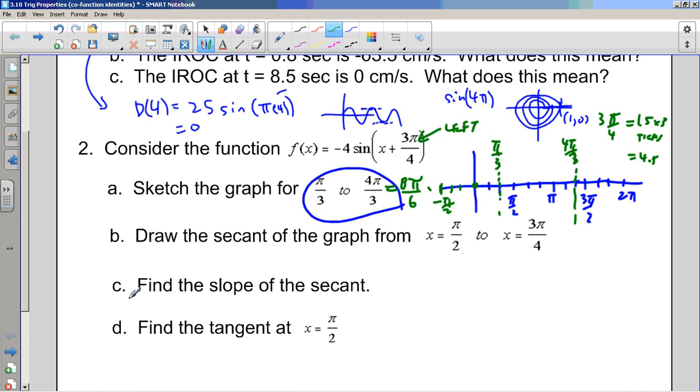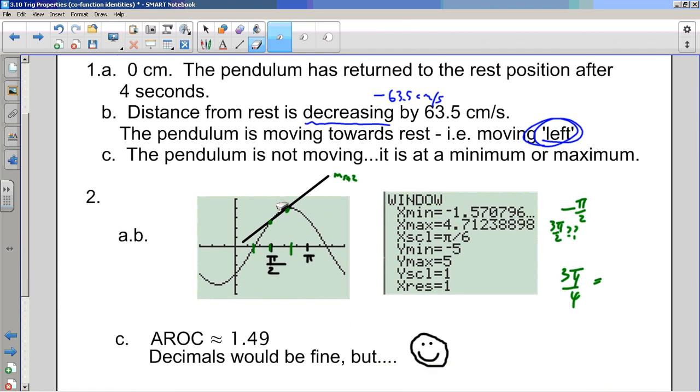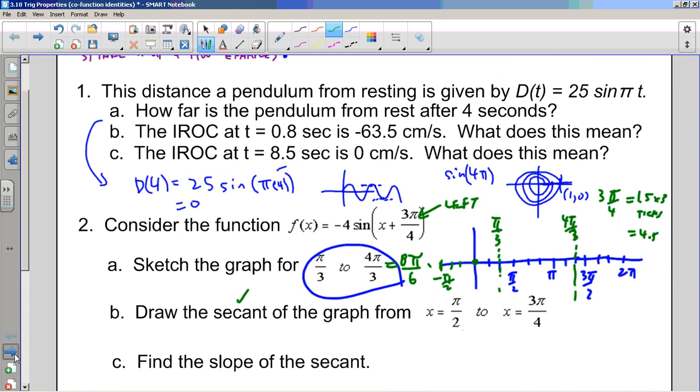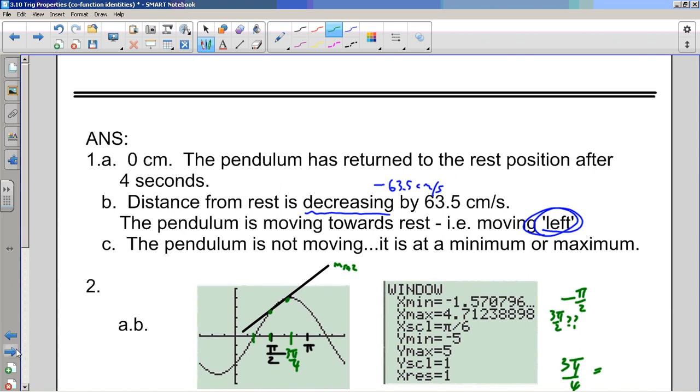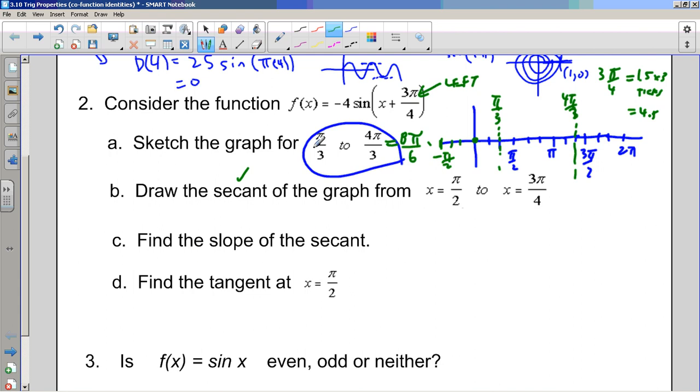And then we have to find the slope of the secant. Okay, so that was in the answer the secant, because it didn't ask me to draw the graph of the tangent. Okay, I'm caught up with you now. So this is the secant from pi over 2 to 3 pi over 4. This is 3 pi over 4 here. And that's the secant. You calculate the slope, and it says in the answers, if you just calculate the slope, remember, I need some room here to explain. Find the slope of the secant.